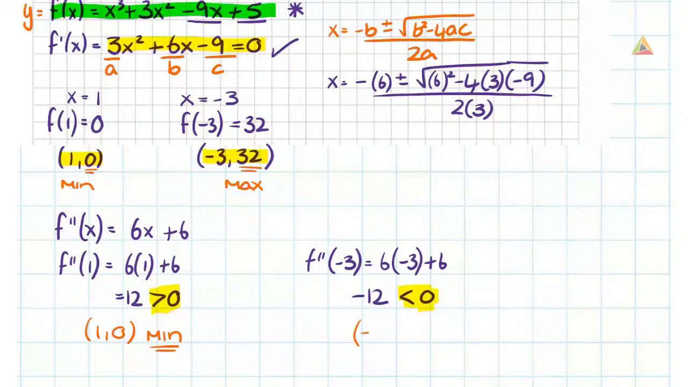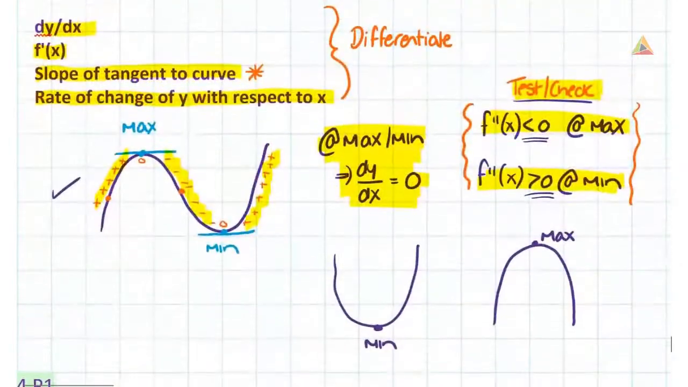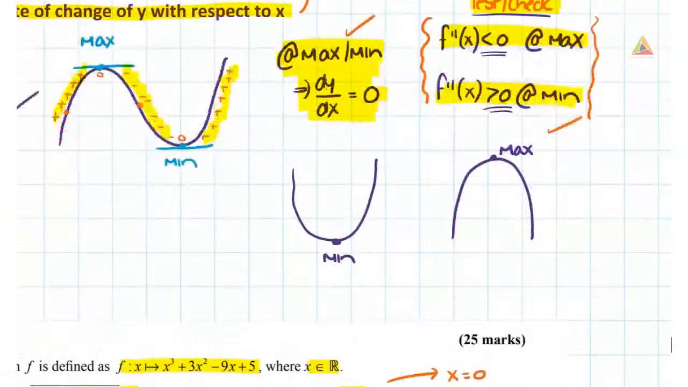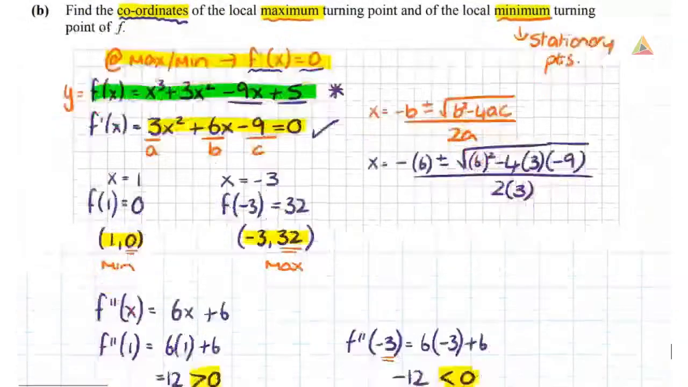So that tells me that the point that has minus 3 as its x coordinate, that's going to be your maximum point. Why? Well, because the second derivative is always negative at a maximum point. Okay, so really, it's vital that these two pieces of information up here, so this one and this one, are memorized, because they're really going to come up every single year. Max or min questions come up in some shape or form.